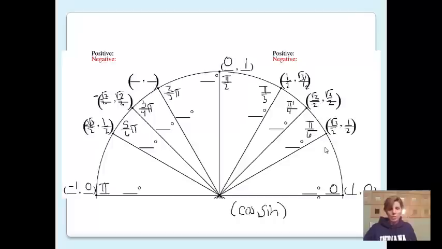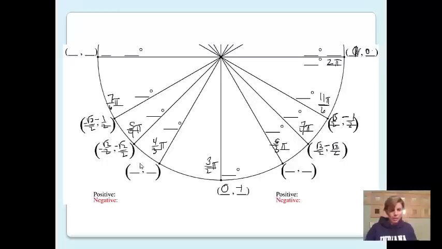All right, so my next one is my pi over 3s, so they'll all be 1/2 and the square root of 3 over 2. So 1/2, square root of 3 over 2. And the next thing that I'm going to do, the x value will be negative on that one. So I'll go down here. I've got 1/2, square root of 3 over 2. Both the x and the y will be negative. And then over here, 1/2, square root of 3 over 2. My x's are positive and my y is negative. All right, so that is pretty much that.